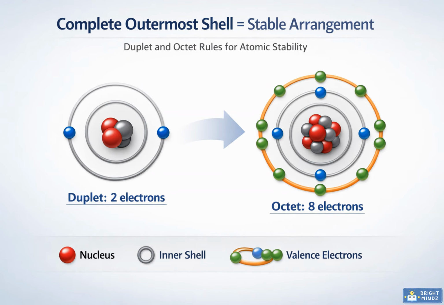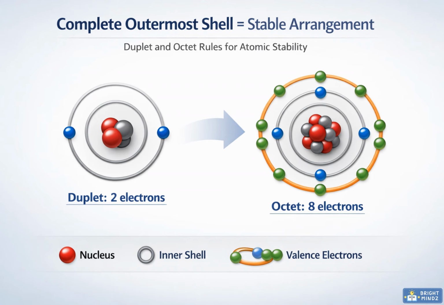The most important electrons in bonding are the ones farthest from the nucleus. This outer energy level is called the valence shell, and its electrons are valence electrons. Because these electrons are the most exposed, they determine how an atom bonds with other atoms. Stability is reached when the valence shell is full.